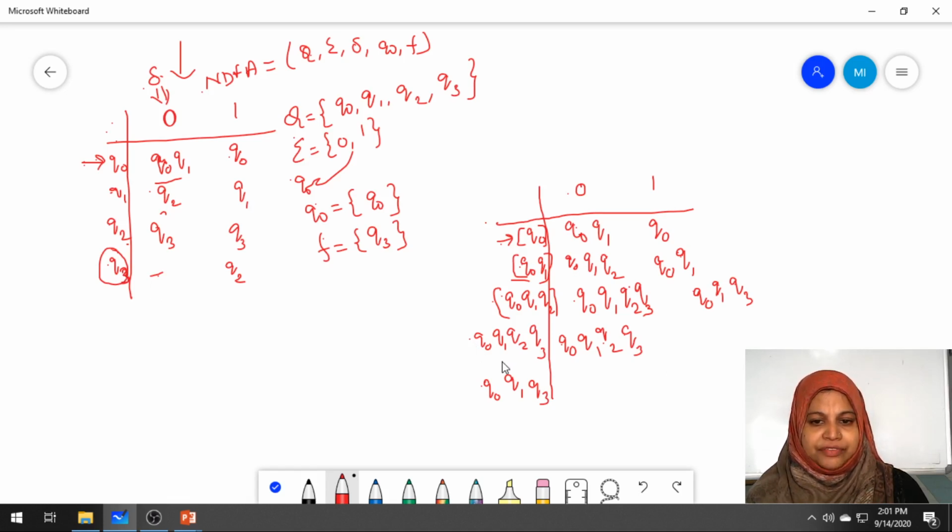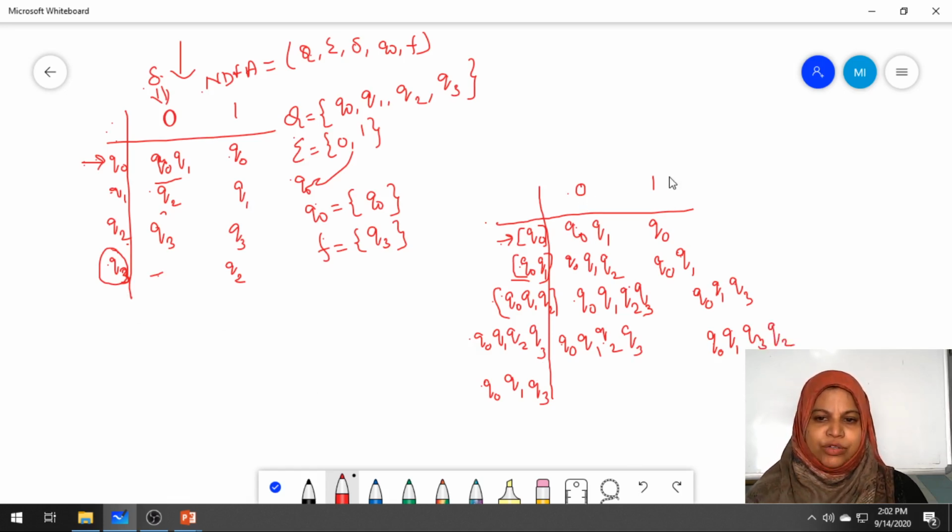Now, we have to apply 1 input on q0, q1, q2, q3. q0 on 1 is q0. q1 on 1 is q1. q2 on 1 is q3. q3 on 1 is q2, right.